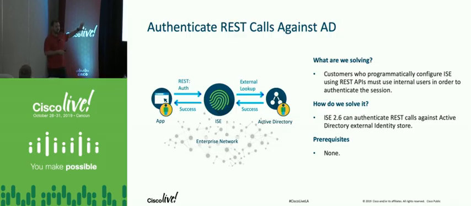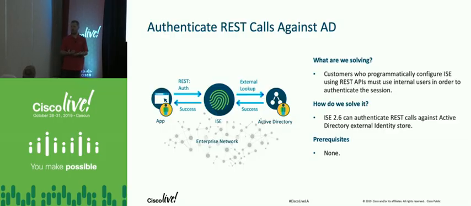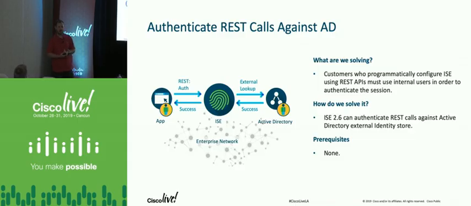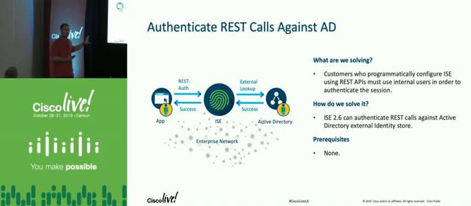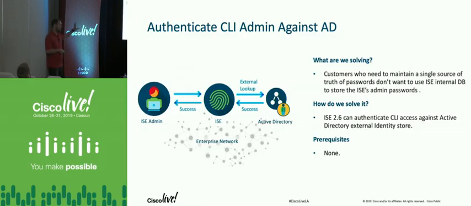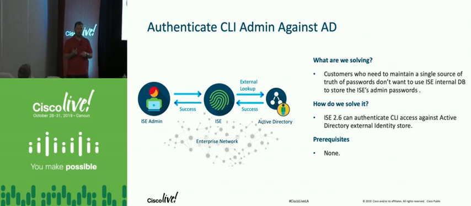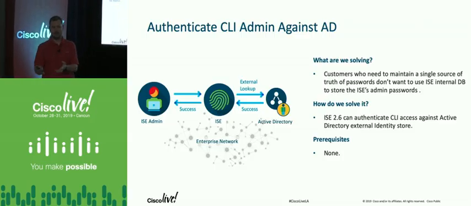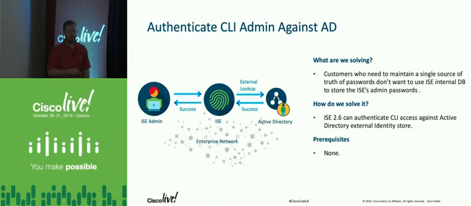With 2.6 and previous versions, we have a lot of organizations that are starting to interact with ISE in an automated fashion, through API calls. One of the big requests that we got was being able to authenticate those users outside of the ISE internal admin database. So in 2.6, we now allow you to authenticate REST calls using Active Directory. And the same thing goes for admin CLI. When you SSH or go to the console itself, before it was only internal users, now you can actually reference Active Directory and the groups associated with your administrators to authenticate via the CLI as well.